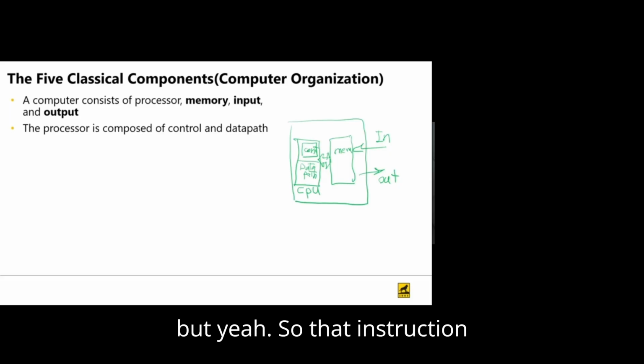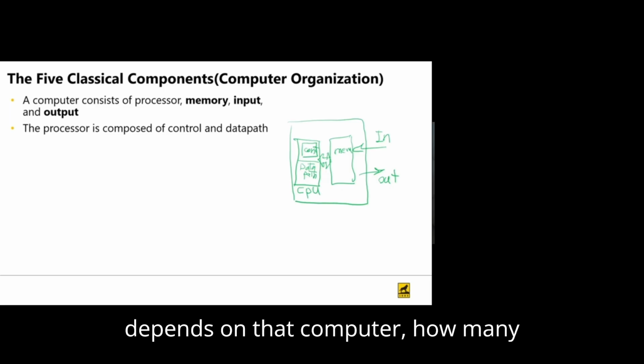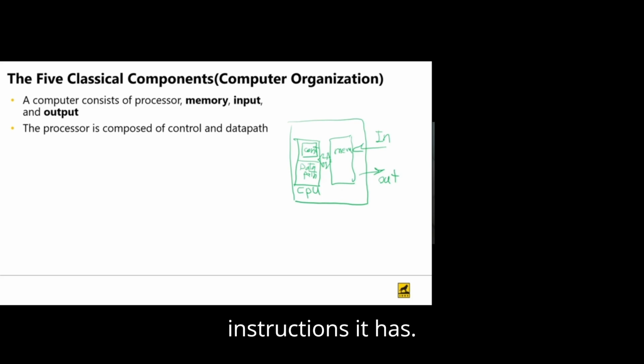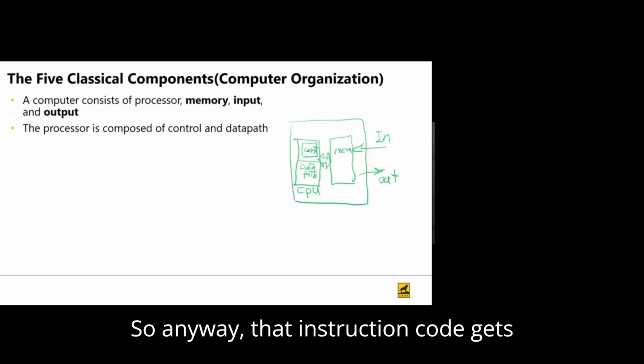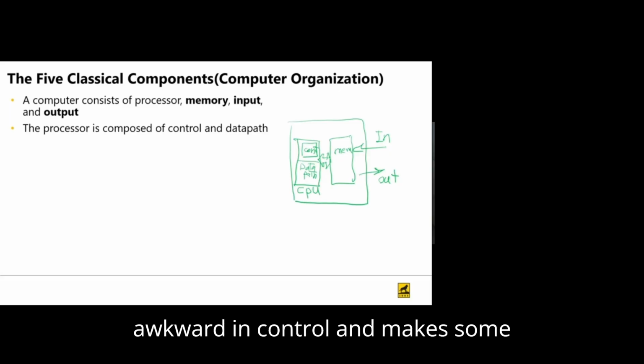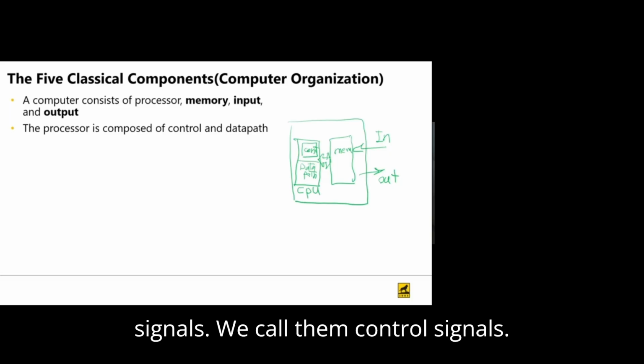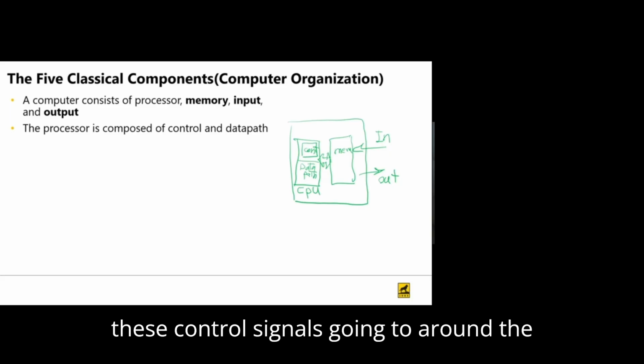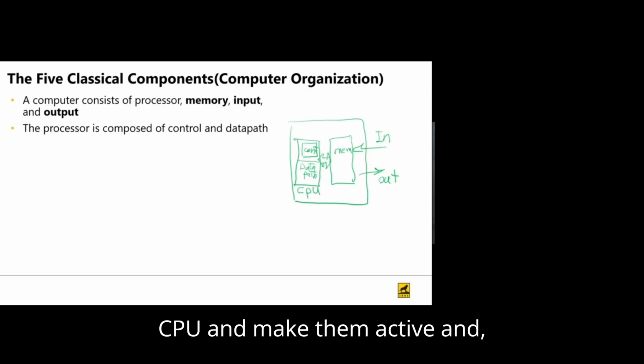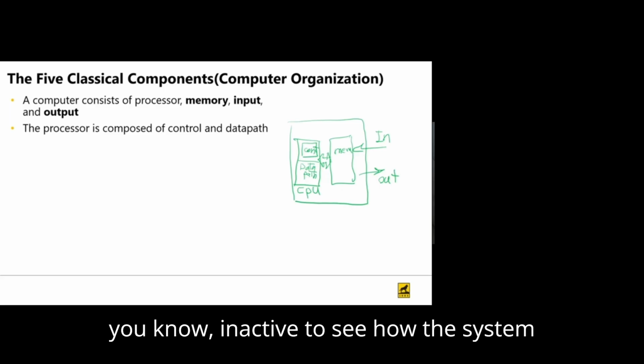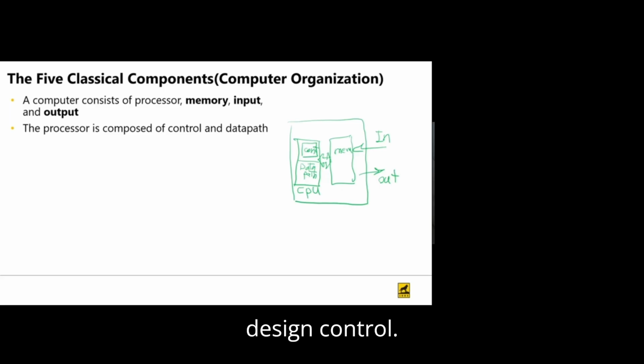So that instruction has some instruction code. It's like 5 bits or 3 bits. It depends on the computer, how many instructions it has. So anyway, that instruction code gets input to the control and makes some signals. We call them control signals. And these control signals go around the CPU and make parts active and inactive to determine how the system works. We're going to see how we design control.